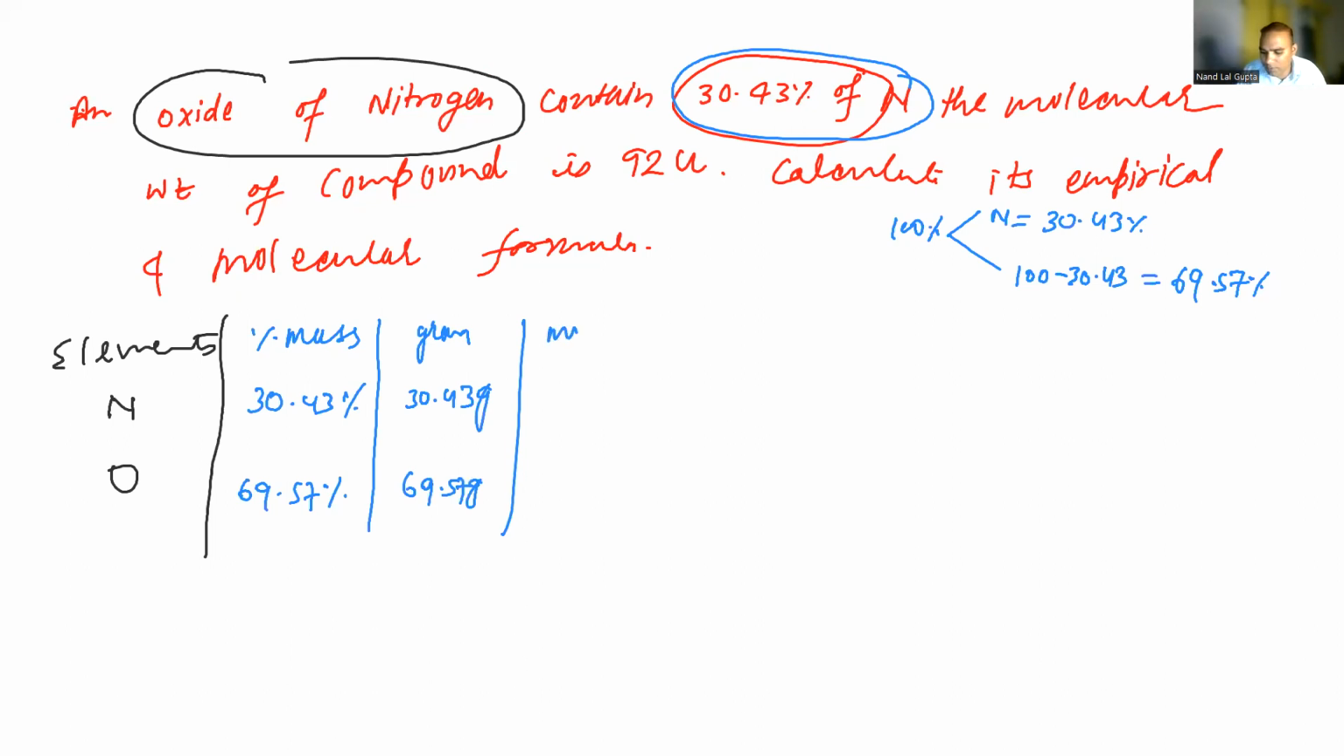Now moles. Moles means given mass upon molar mass. Given mass is 30.43, and the molar mass of nitrogen is 14. And here the number of moles is calculated the same way, given mass upon molar mass, so it is 69.57 and oxygen is 16. If you divide, this comes to 2.17 and this comes to 4.35.